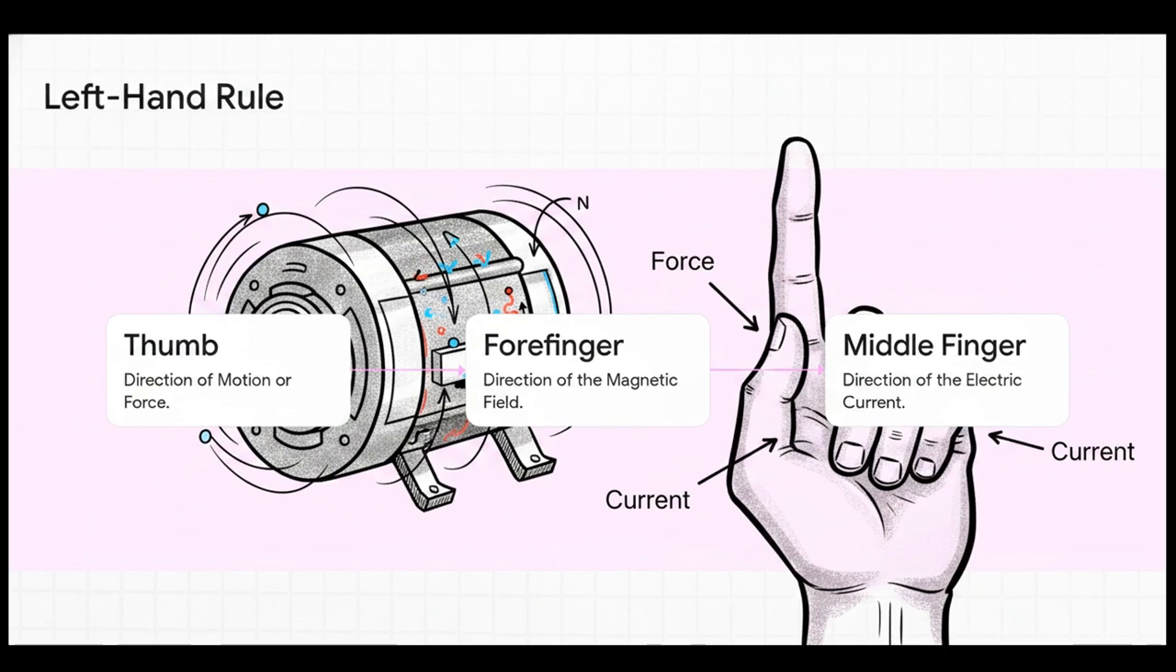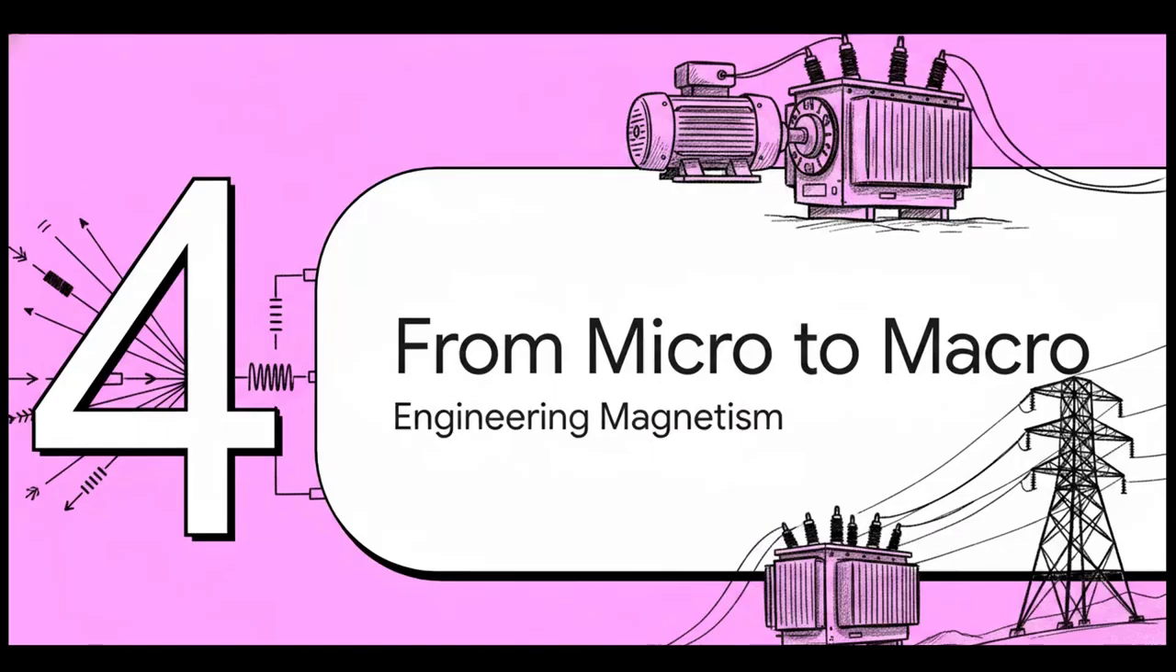A lot of students remember this with the acronym FBI. F is force for the thumb, B is the B field for the forefinger, and I is current for the middle finger. Understanding how these three align is literally the foundational physics governing how every single electric motor on Earth uses power. Section 4, from micro to macro.